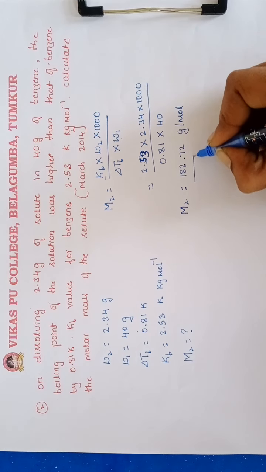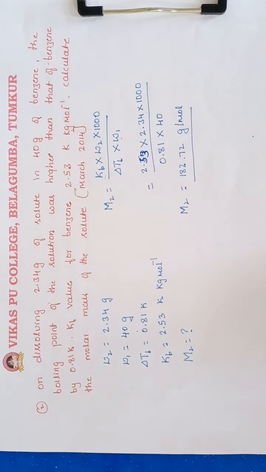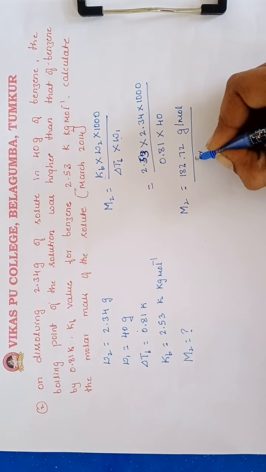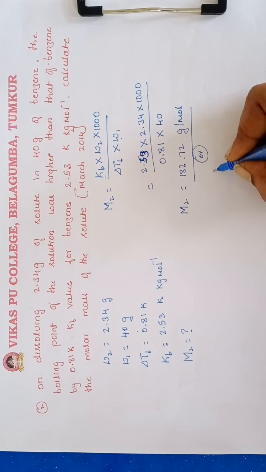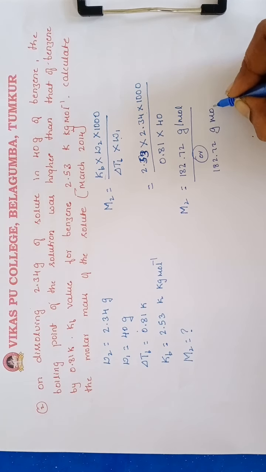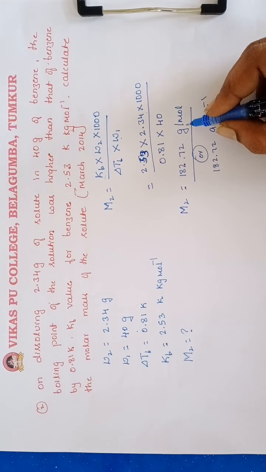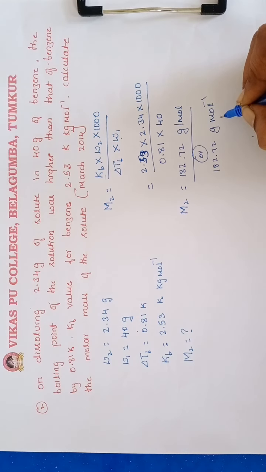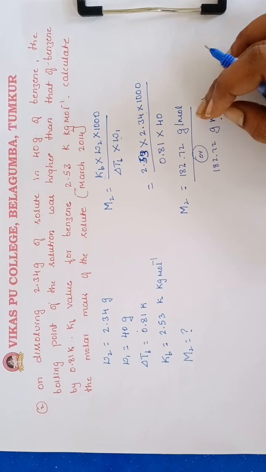This is how we get the molar mass of the solute. Otherwise it can be written as 182.72 gram per mole. Both units are right. Either you write it like this, or you write it like this. This is about the unit.